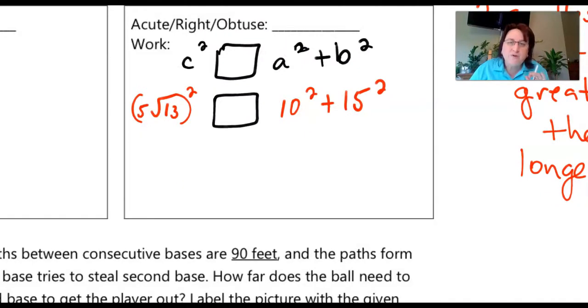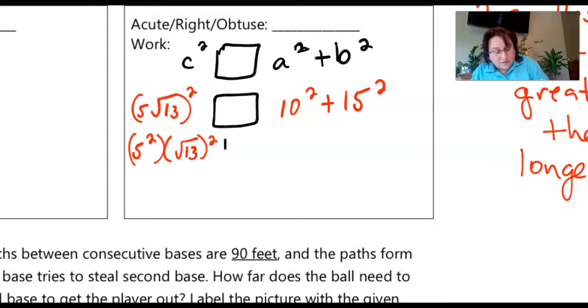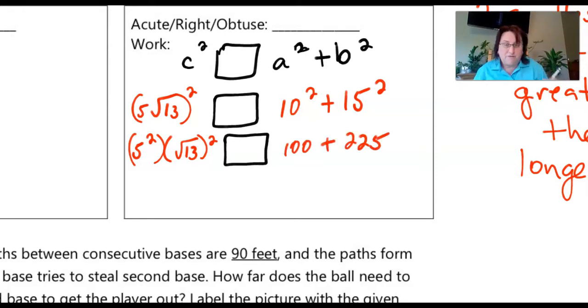When we zoom in here, guys, remember, when you have the parentheses and that thing is squared, that's telling you that the whole thing inside the parentheses is squared. Because these are multiplied together, we can distribute that square. So this would look like 5 squared times the square root of 13 squared. Greater than, less than, or equal to. Well, hey guys, 10 squared is 100, 15 squared is 225.